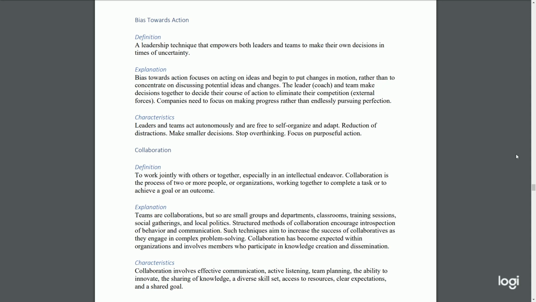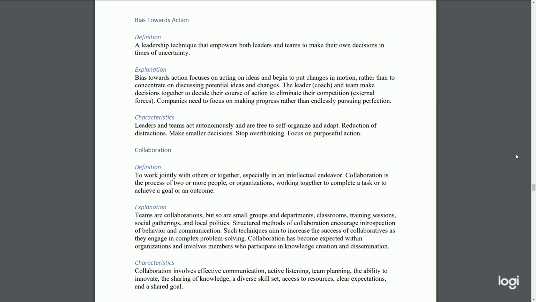Collaboration. Definition: to work jointly with others or together, especially in an intellectual endeavor. Collaboration is the process of two or more people or organizations working together to complete a task or to achieve a goal or an outcome. Explanation: teams are collaborations, but so are small groups or departments, classrooms, training sessions, social gatherings, and politics.